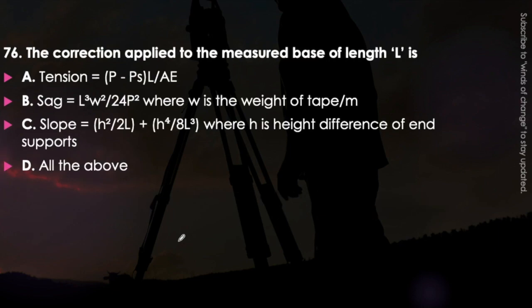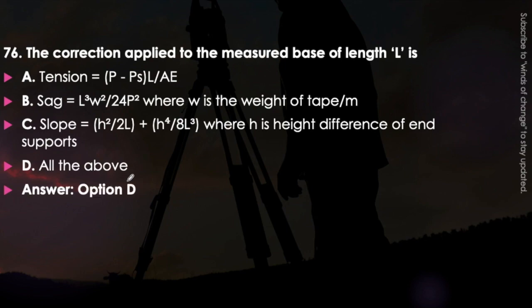Next question. The correction applied to the measured base length L is, for tension it is delta PL upon AE, sag W square L cube upon 24 P square, where W is the weight of the tape per meter, slope H square upon 2L plus H raised to power 4 upon 8L cube, where H is the height difference of end support, or all of the above. Okay, just think about it. What will be the correction applied to the measured base of the length L?